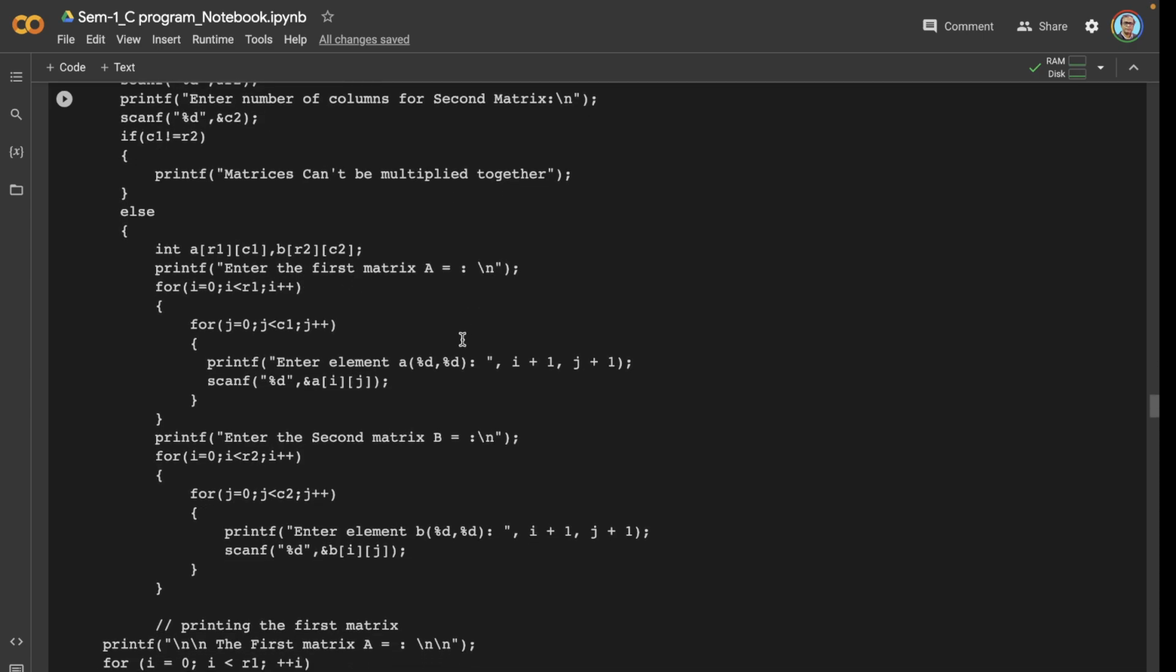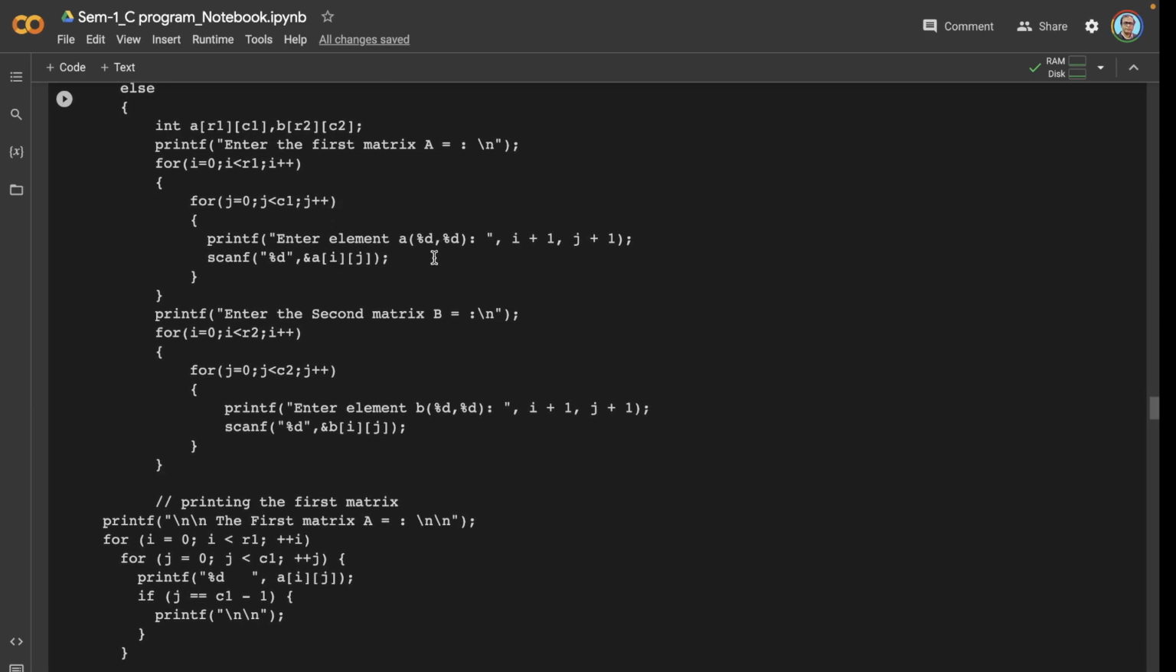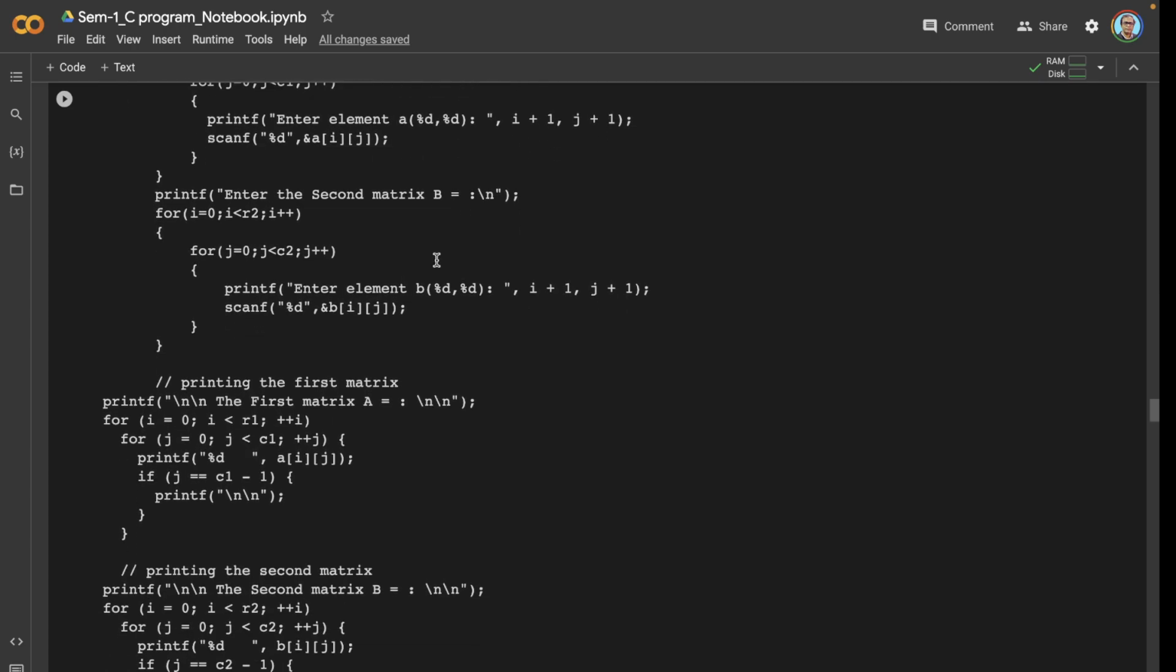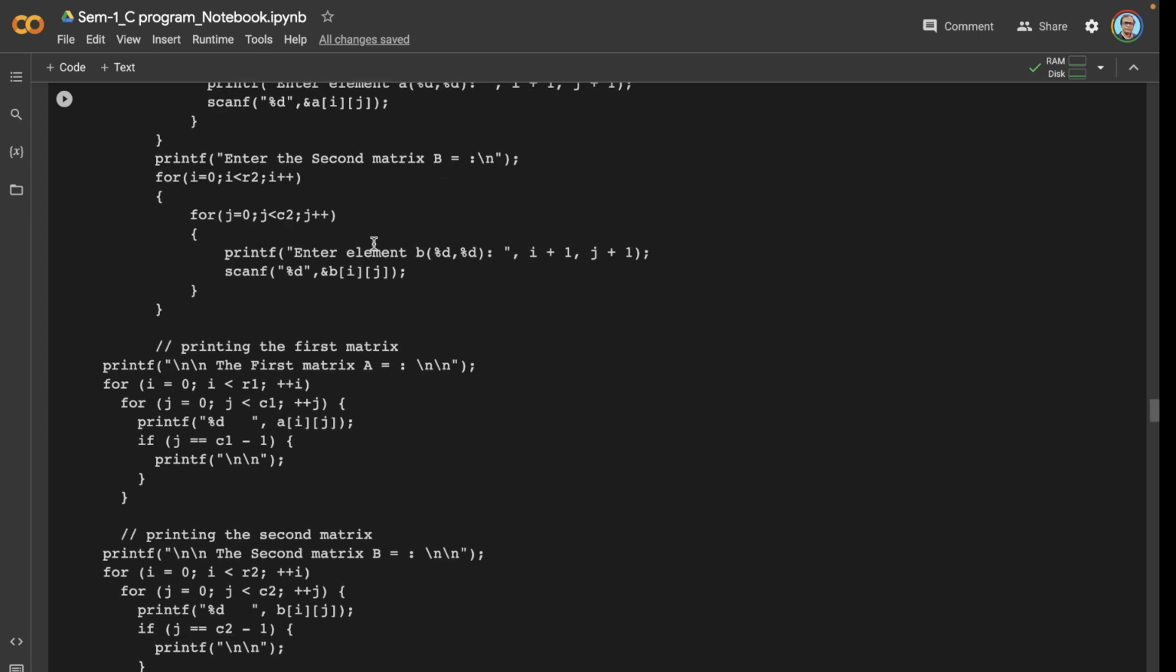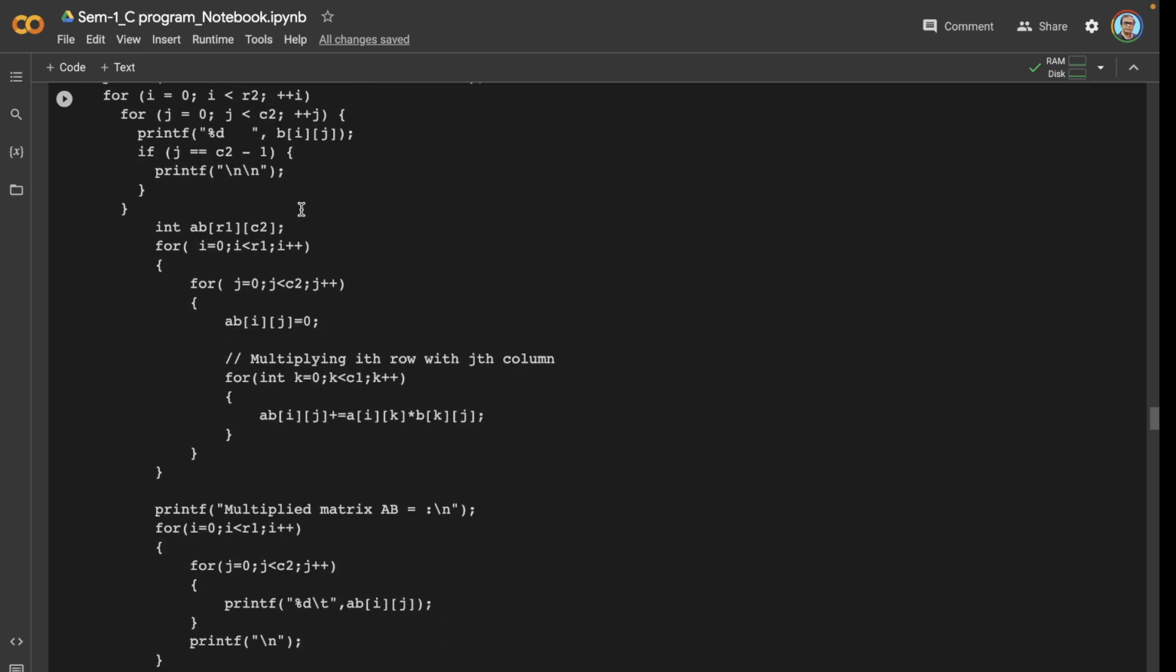Enter the first matrix in this way, row wise input: for i equal to 0 to i less than r1, and j equal to 0 to j less than c1. The input here is matrix A elements row wise, and then enter the second matrix B, input these elements, and print the first matrix, print the second matrix, and next multiply by this for loop, the i loop, and next the j loop, a nested loop.